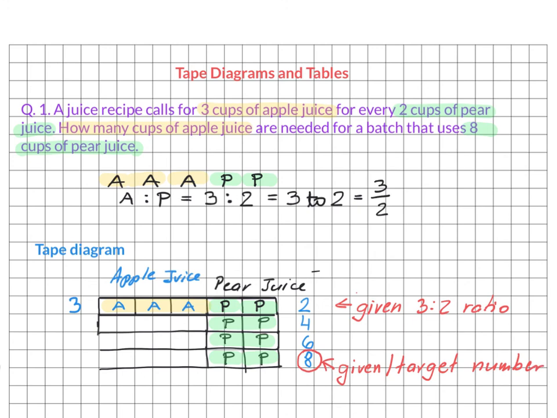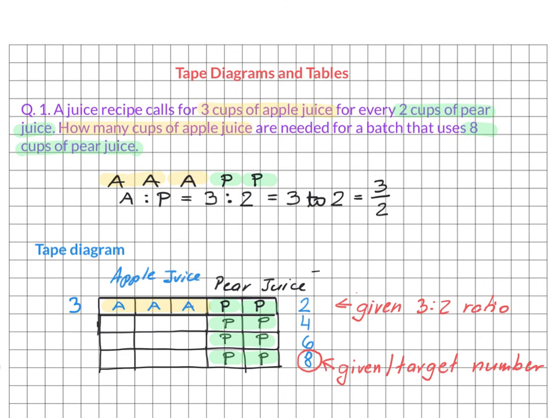So we keep doing the table until we reach our given target number. Please pause if you are not done copying and copy everything down. Well, this is not done, because if I have 8 cups of pear juice and I still only have 3 cups of apple juice, is this going to be the right taste? No, it's not going to be the right taste, because every time I put 2 cups of pear juice, I have to add 3 cups of apple juice. So that's what I have to do now.